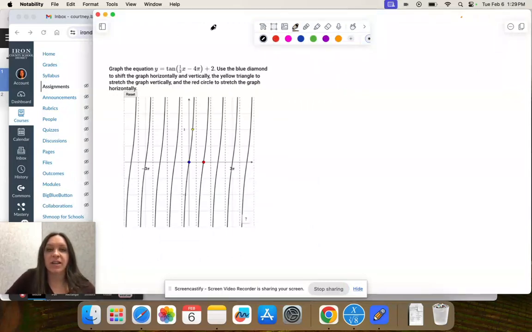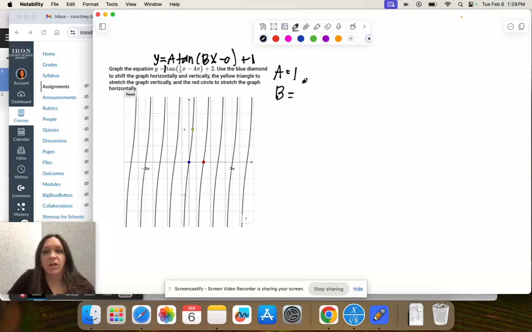So when we have a tangent function, I like to identify a, b, and c from our general form. So I'm just writing the general form there on top, and then we'll look at everything. So a is 1. There's nothing in front of the tangent. B is 1/3. It's the number by x. C is 4 pi. It's the number after the minus. And then D is positive 2.